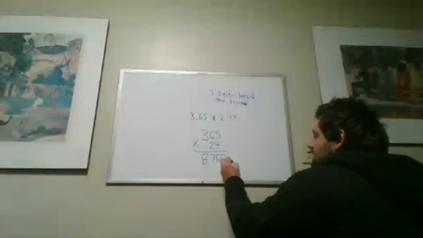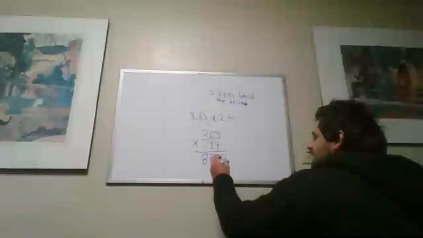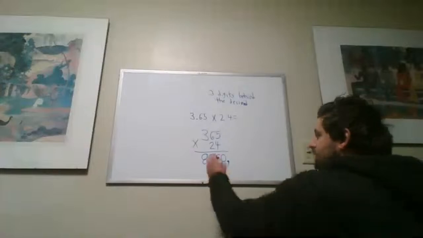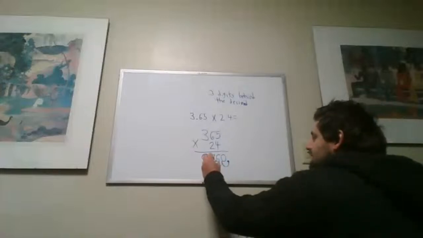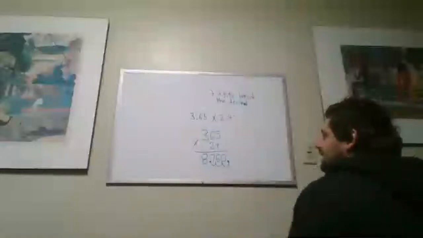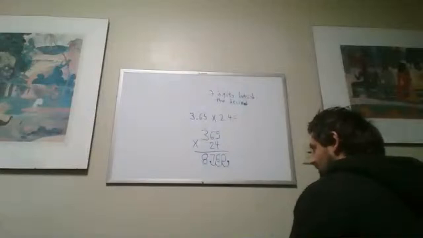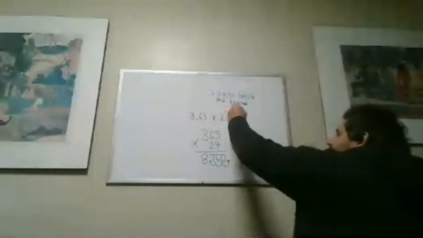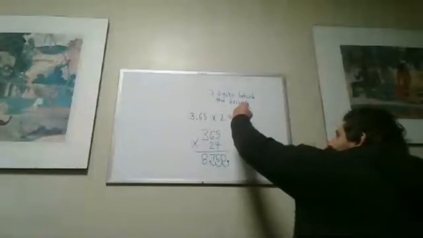So here we go. If we move it over 1 place, the answer would become 876. If we move it over 2 places, it becomes 87 6/10. If we move it over 3 places, it becomes 8 76/100 or 8.760. Either way you want to say it, both of those numbers have the same value. So our final answer, 3 65/100 times 2 4/10 equals 8.760.